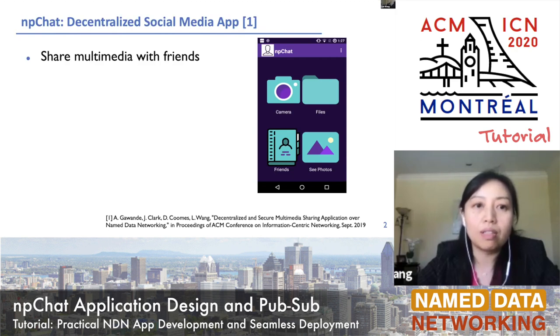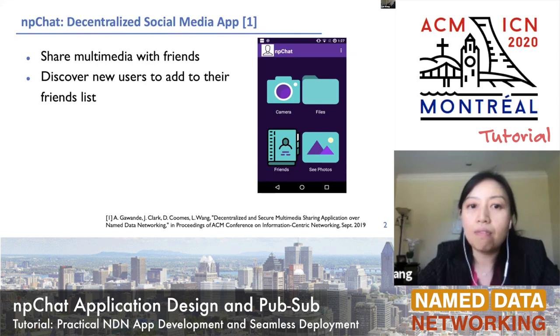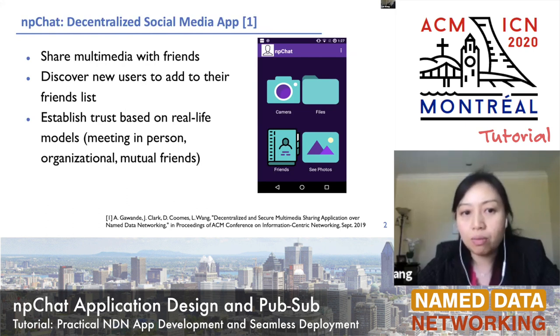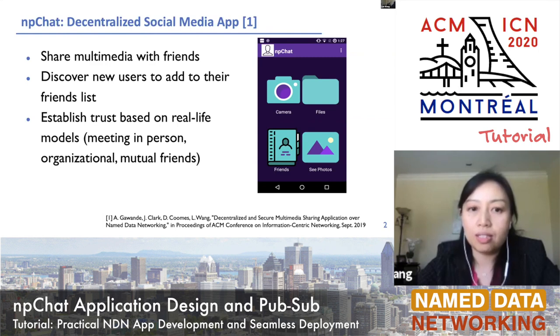So this application allows users to share multimedia content with their friends, and they can discover other users to add to their friends list. They can also establish trust with each other based on real life models. For example, if they meet in person, they can establish trust that way. Or if they work in the same organization, they can use the organizational trust anchor to establish trust, or they can establish trust through mutual friends.